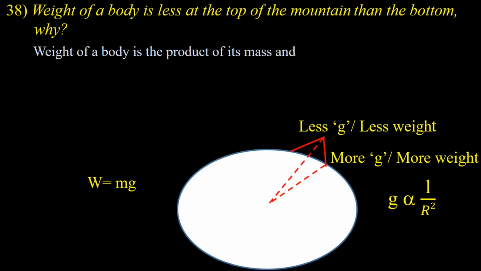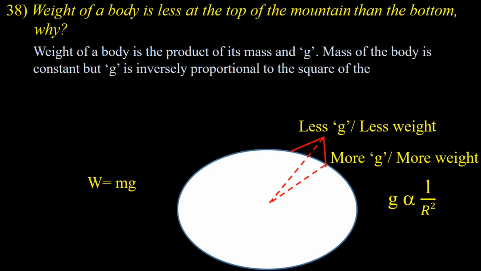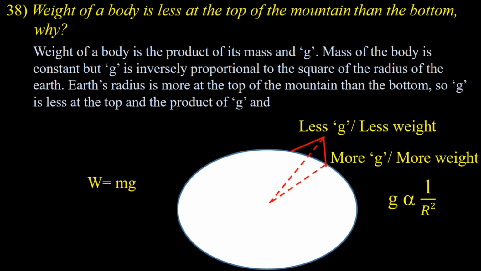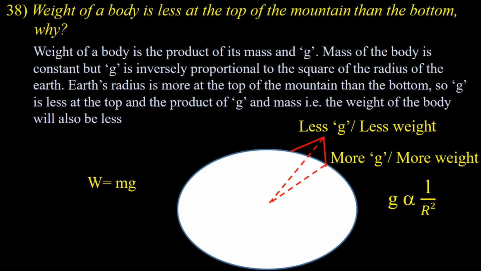Weight of a body is the product of its mass and small g. Mass of the body is constant, but g is inversely proportional to the square of the radius of the Earth. Earth's radius is more at the top of the mountain than the bottom, so g is less at the top, and the product of g and mass, that is the weight of the body, will also be less at the top of the mountain.